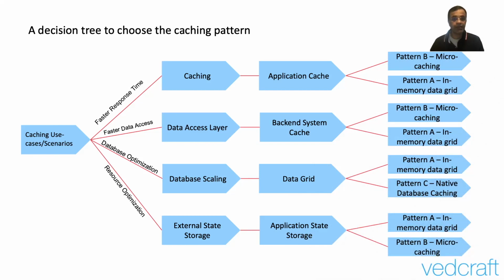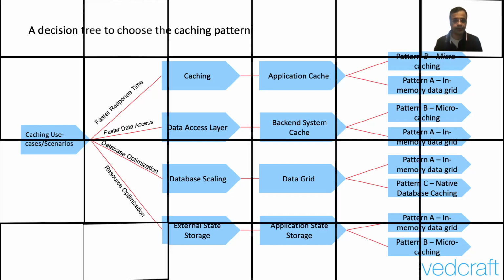So now that we have seen all three patterns, here's a quick decision tree which you can use for determining what kind of caching pattern you can apply. For example, if you're using application caching, my recommendation is to go for pattern B, micro caching, or data grid caching if you're looking for scalability. If you are just looking to cache the data elements, then you can go for database-level caching. If you want to do application state storage caching, then you can go again for pattern A and B. So this is just a simple guide which you can use for applying these patterns.